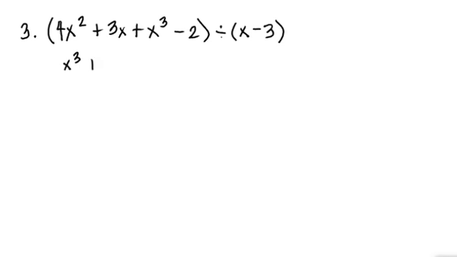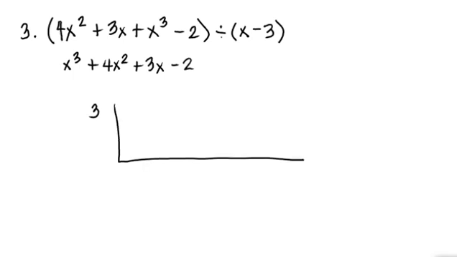Susundan ng positive 4x squared. Next ay ang positive 3x. At ang panghuli naman ay ating constant na negative 2. So dahil dito, pwede na natin siyang iayos. At ang una nating gagawin ay kunin ang kabaliktaran ng constant ng ating divisor. At ang kabaliktaran ng negative 3 ay positive 3.